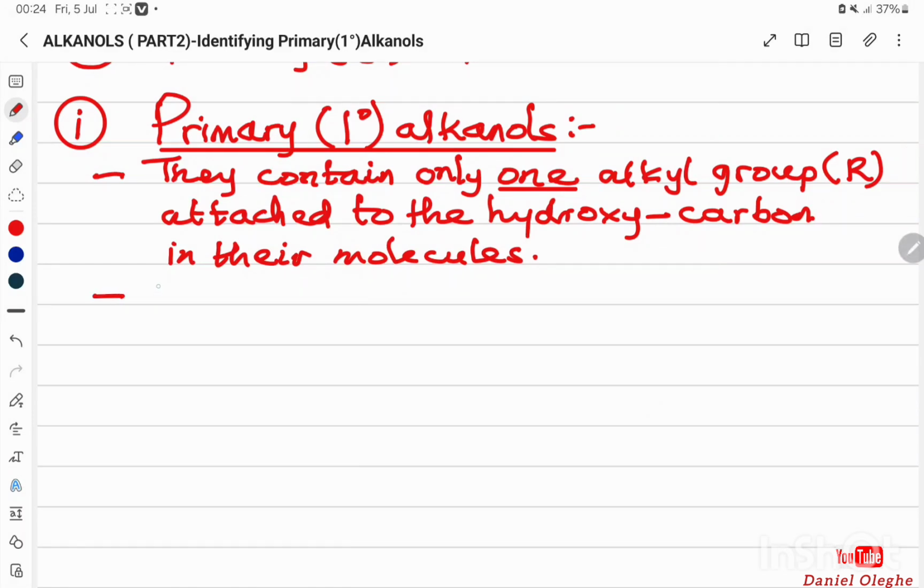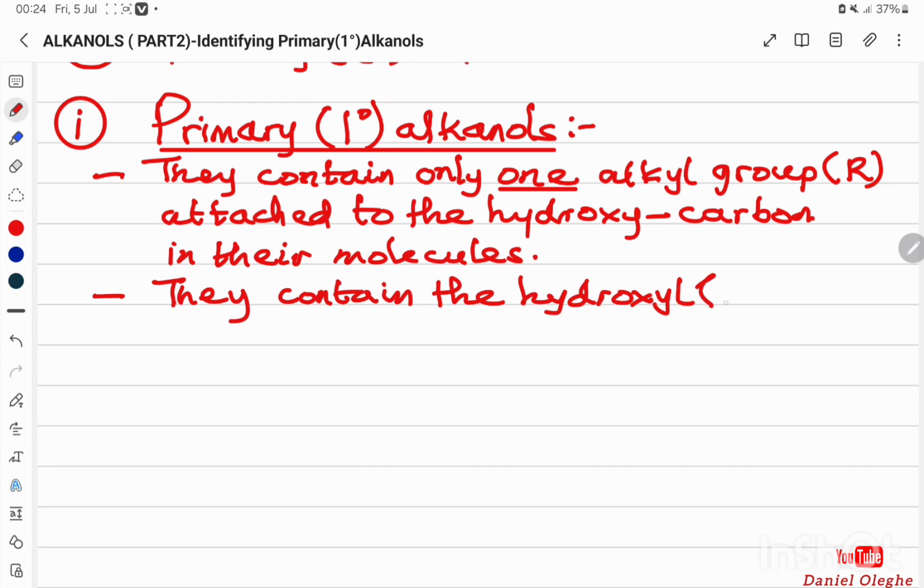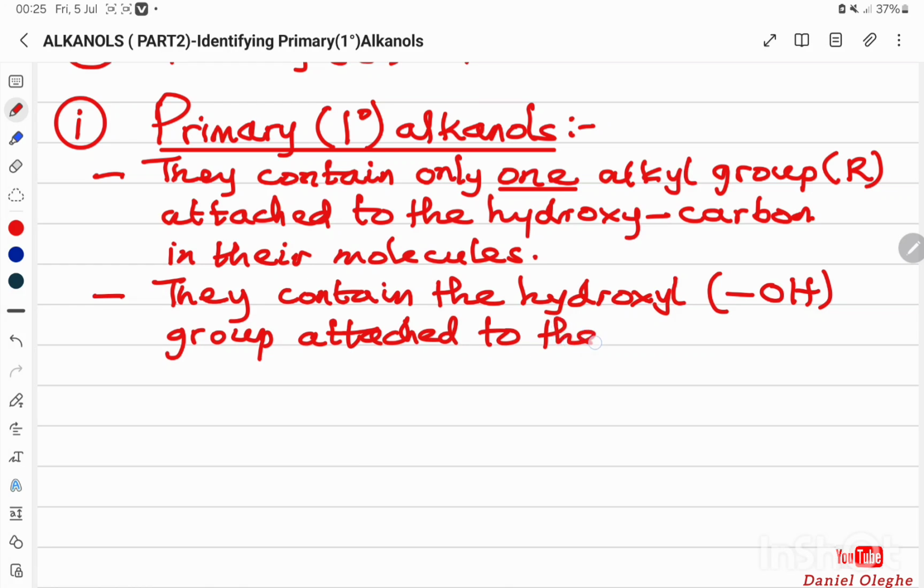They are also alkanols that we can describe to contain the hydroxy group. You can say they contain the hydroxy group, that's OH, attached covalently to the terminal carbon.